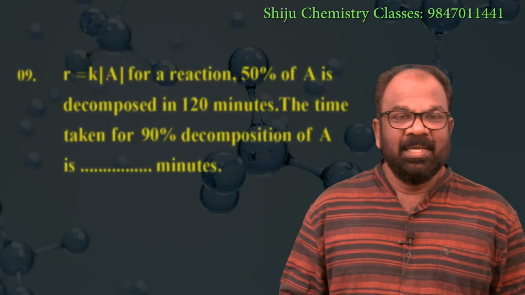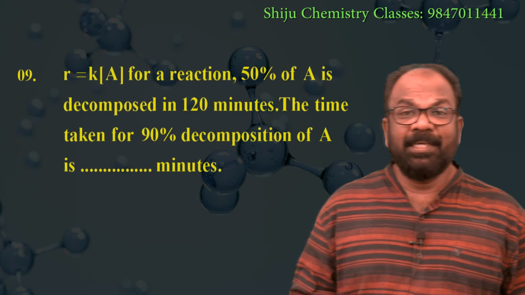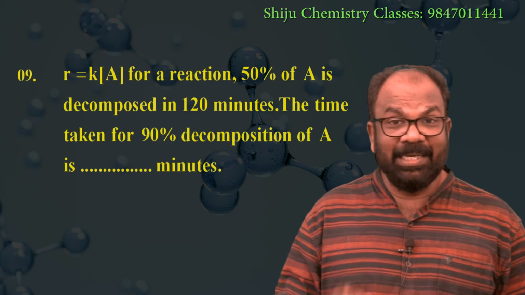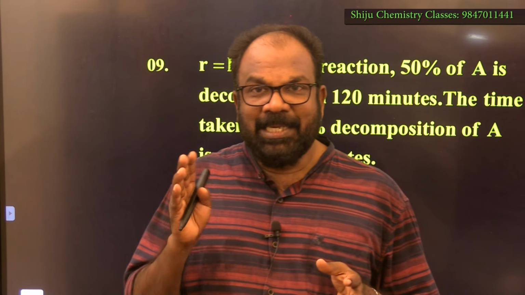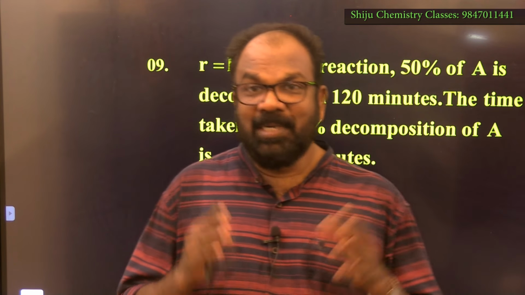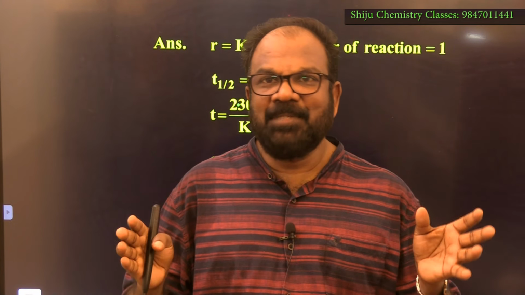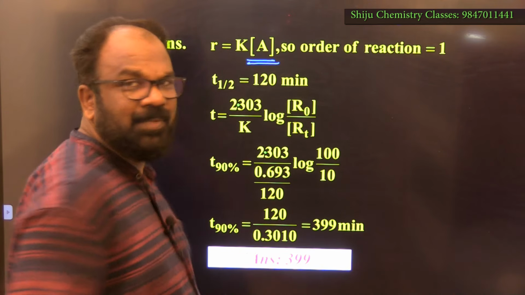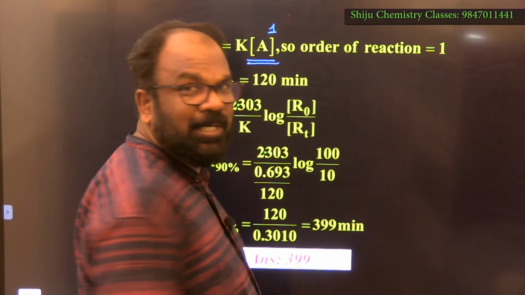Now question number 9. R is equal to K into the concentration of A for a reaction. 50% of A is decomposed in 120 minutes. The time taken for 90% decomposition of A is dash minutes. In this question, the time taken for the 50% decomposition of a first order reaction is given. We want to calculate the time required for its 90% decomposition. Here the rate of the reaction is given as R is equal to a constant K into the concentration of A. Here the power of the concentration of A is 1. So the order of the reaction is 1.